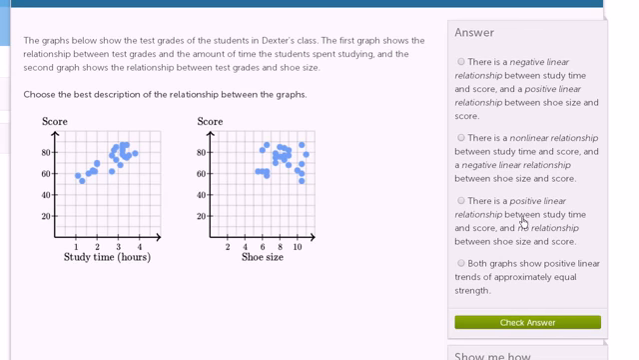There's a positive linear relationship between study time and score. That's right. And no relationship between shoe size and score. Well, I'm going to go with that one. Both graphs show positive linear trends of approximately equal strength. No, not at all. This one doesn't show a linear relationship of really any strength.